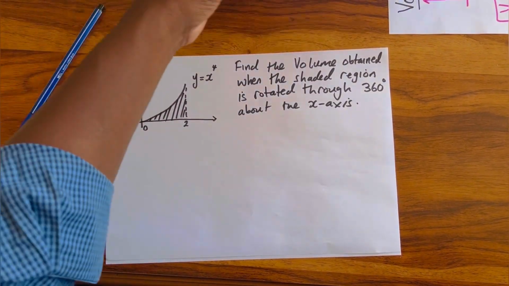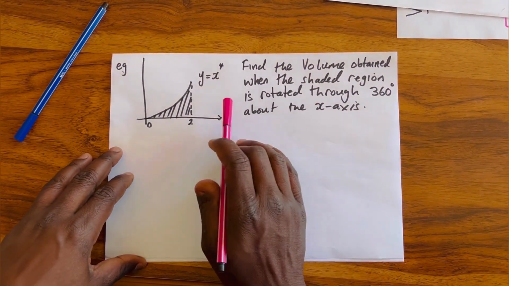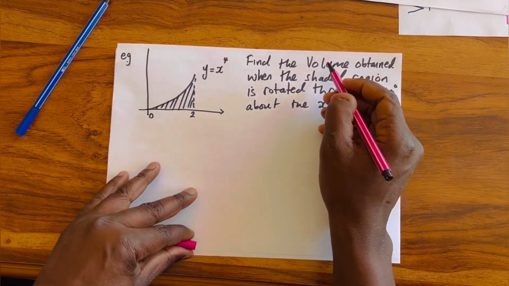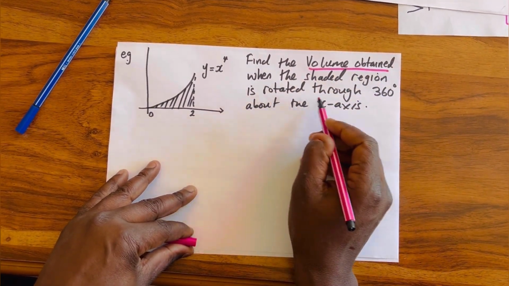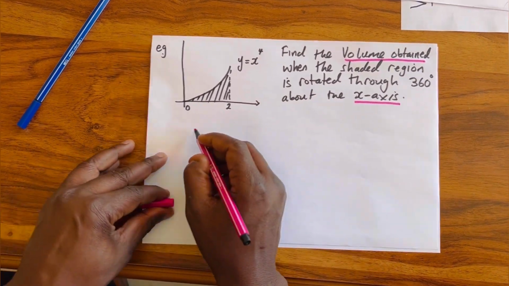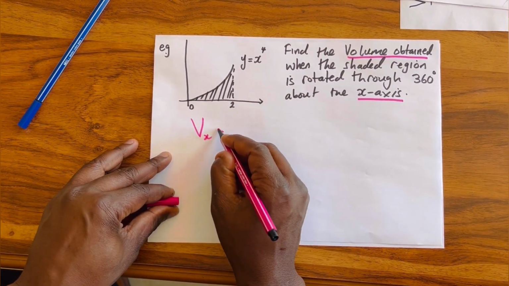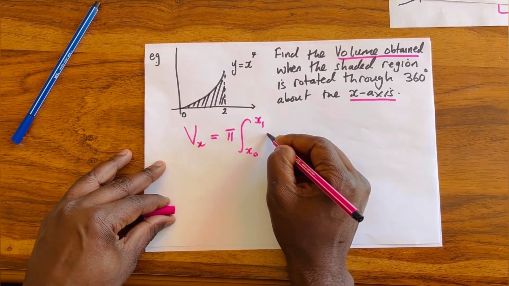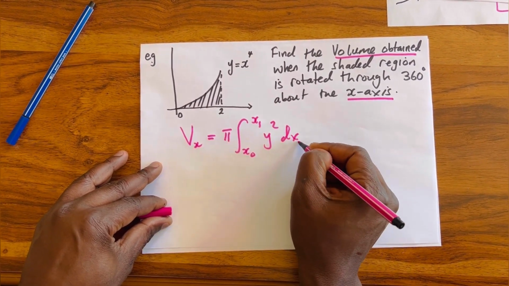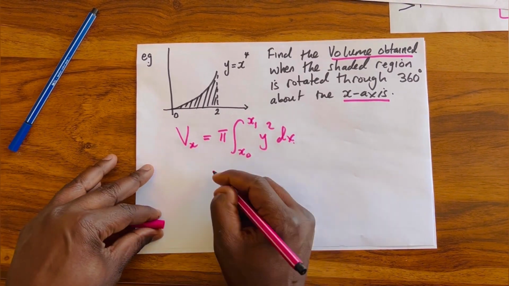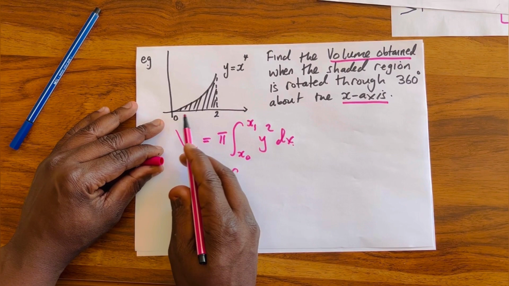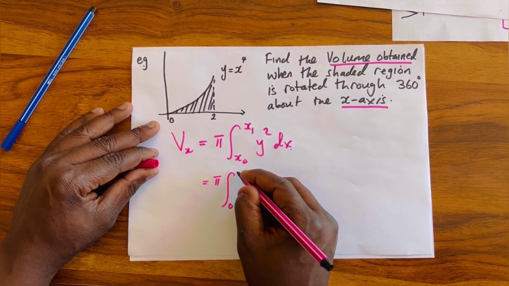You are given a shape which is drawn. So you're given y equals x to the power 4, and you want to find the volume obtained when you rotate about the x-axis. So your volume of rotation about the x-axis, you write it down, limits for x, y squared dx here. So you need to substitute for the limits. So this is pi. Now for x, you see our limits are from 0 to 2 here.